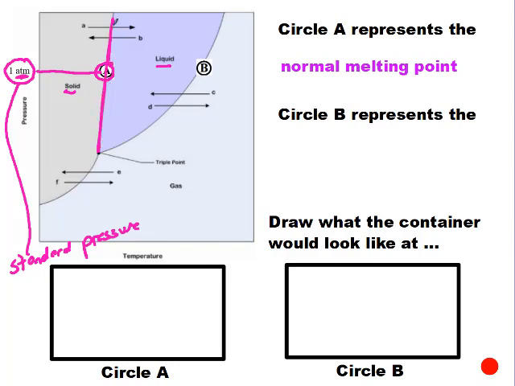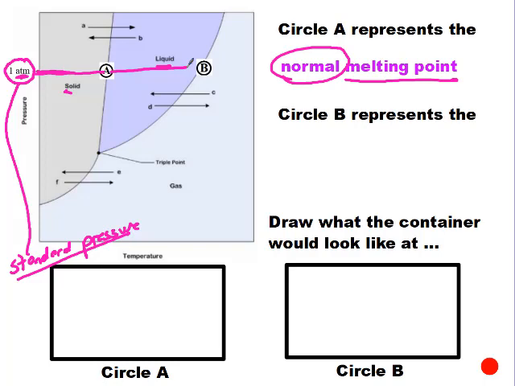Everywhere on this line, melting's occurring. So it's a melting point everywhere on that line. What makes it the normal melting point is that we're at standard pressure. If you continue over, point B is between liquid and gas, so that's where vaporization occurs. And it's at standard pressure, so that's what we refer to as the normal boiling point.